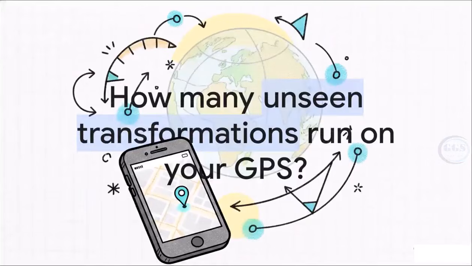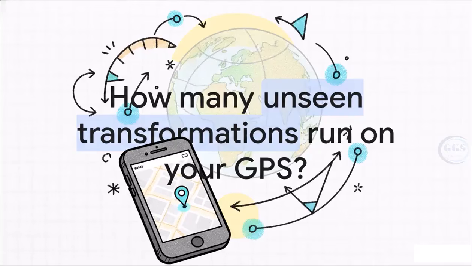Which leaves us with a truly fascinating question to ponder. The next time you pull out your phone, open a map app, and see that little blue dot perfectly representing your location on a flat screen, ask yourself, how many unseen geodetic mathematical transformations, ellipsoid models, and map projections did your smartphone just perform in the blink of an eye to figure out exactly where you're standing?